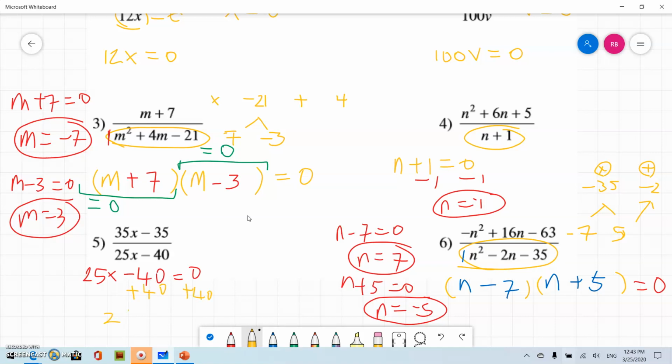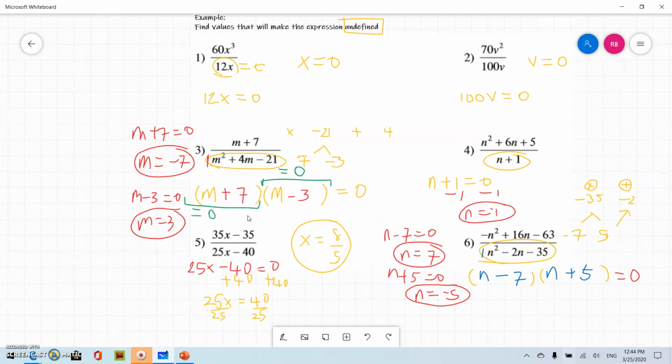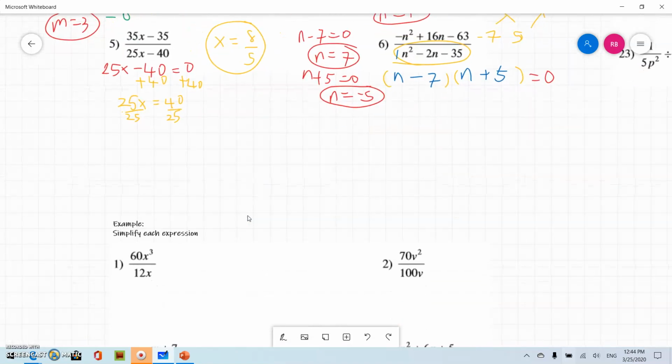So then 25x is equal to 40. And divide both sides by 25. So x is equal to 8 over 5. And that's the answer for 5. Alright. The next question is actually simplifying.